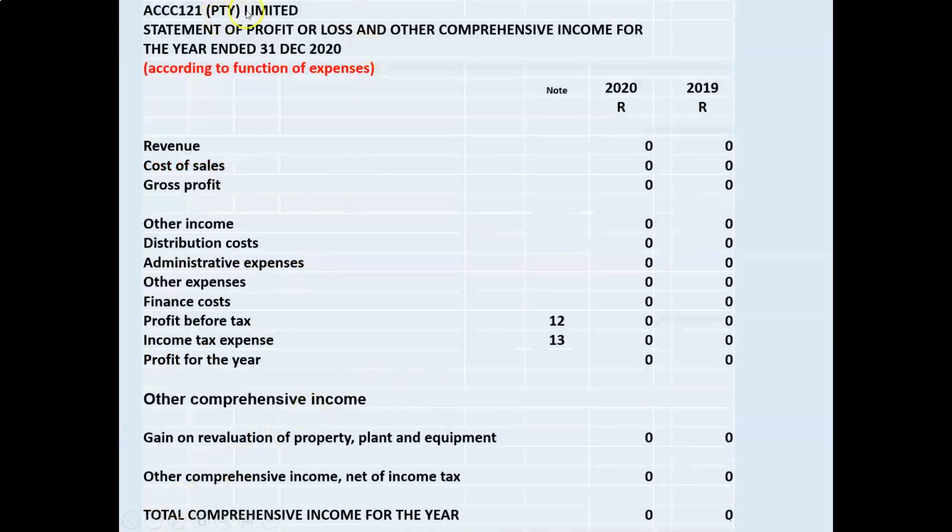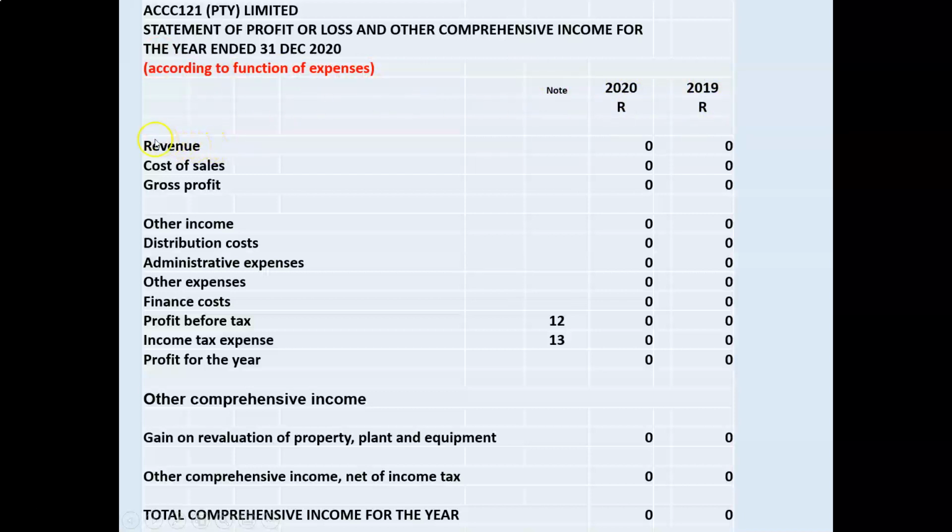Let me show you. A single statement will have the name of the entity on top as a line item, statement of profit or loss and other comprehensive income for the year ended 31 December 2020. And this one, I'm going to speak about now, is according to the function of expenses. Now, there's a note, 2020 rand, 2019 rand, comparative figures.